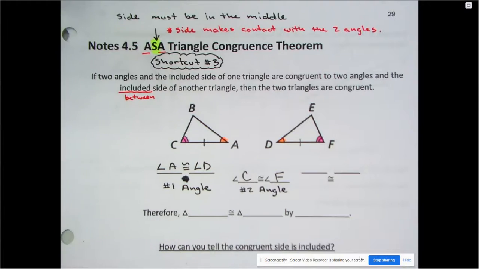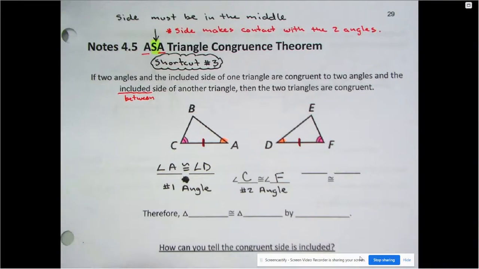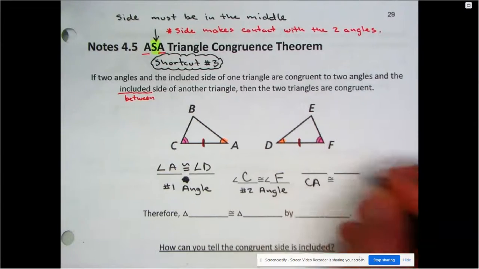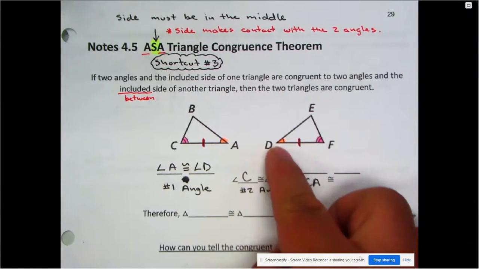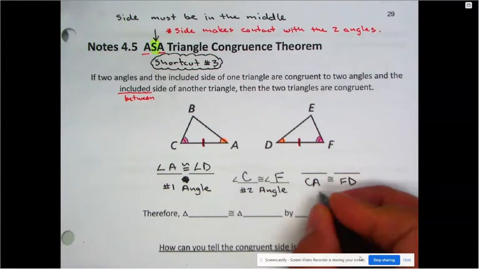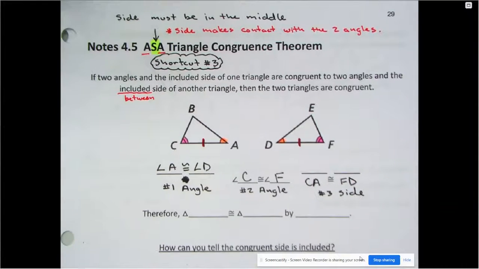They did give me one more piece of information. They said this side right here is exactly the same as this side. Now they're marking a side, and the name of this side is CA. So CA is congruent to FD. And there's the third piece of information, which is a side for us. Now, here's the thing. My markings are done. They're there on the picture, but this is what we look at. Remember, order matters even with the shortcuts that we have.